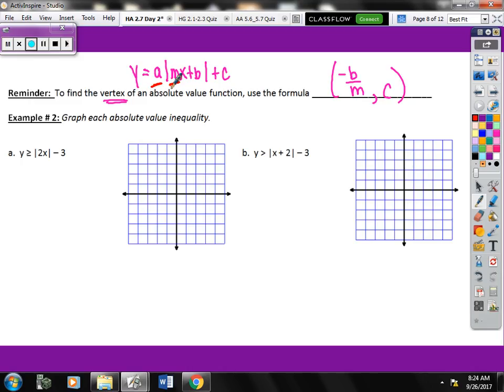Why? Because the M value will directly affect where your vertex goes. Okay, so you just want to be careful. It can change where the vertex goes instead of just shifting it. All right, so let's first find the vertex for this one.